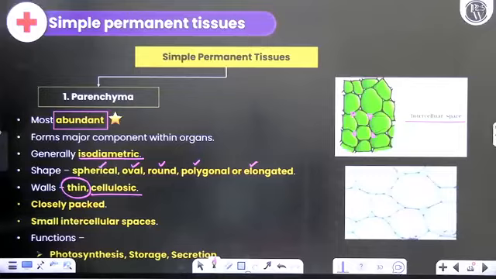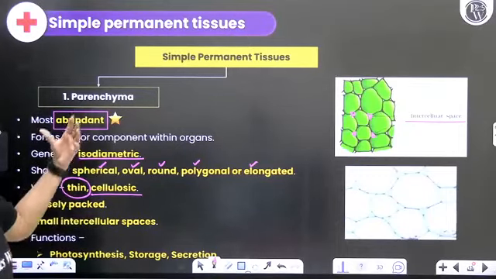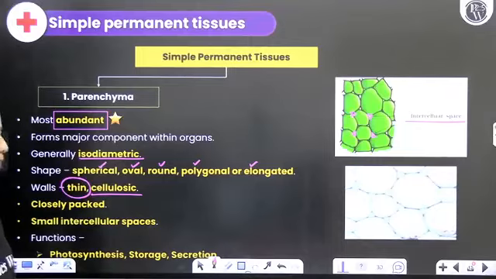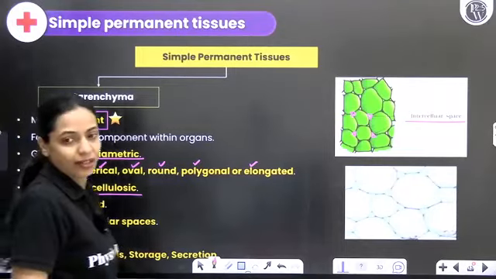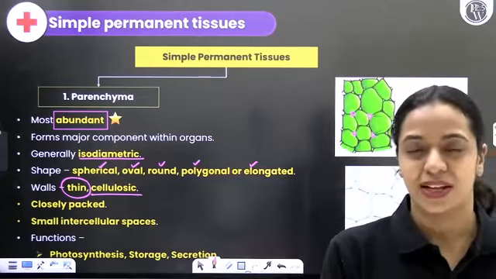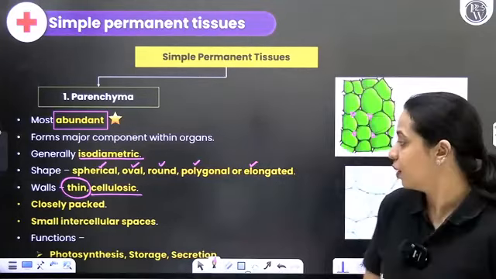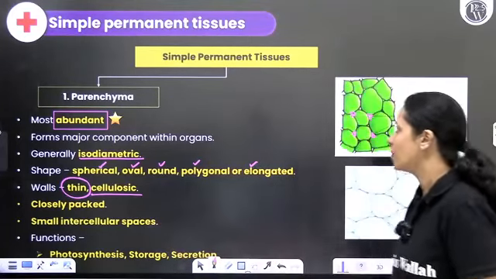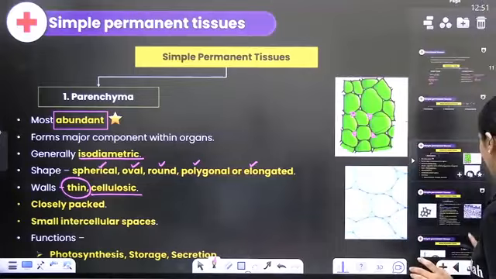This is present in different parts. If it's present in the leaf, it can help in photosynthesis. If it's present in a root, it can probably help in storage. Somewhere on the stem, it can help in secretion. So, depending upon where it is present, it can have different functions. Okay, so these are some functions of the parenchyma tissue.